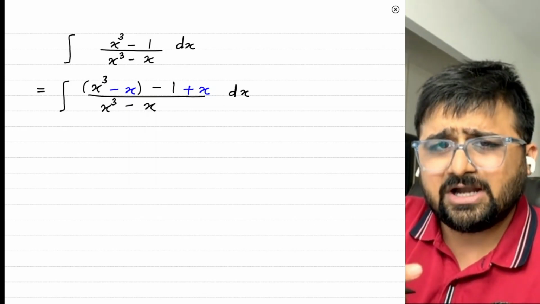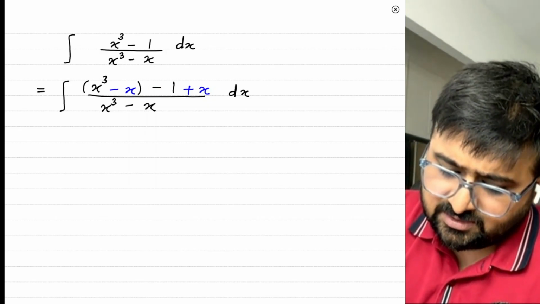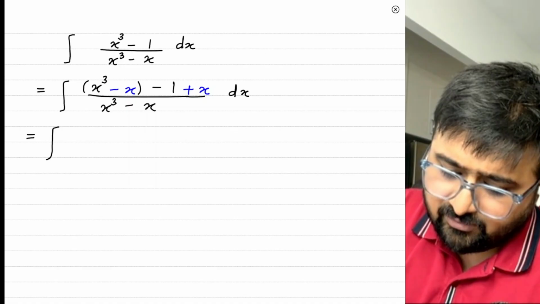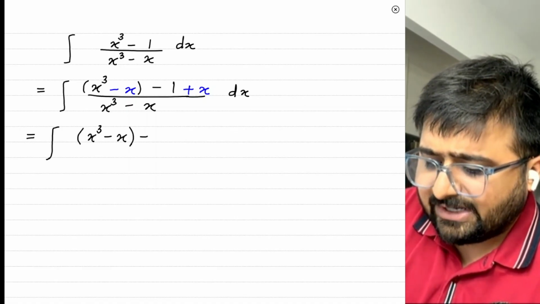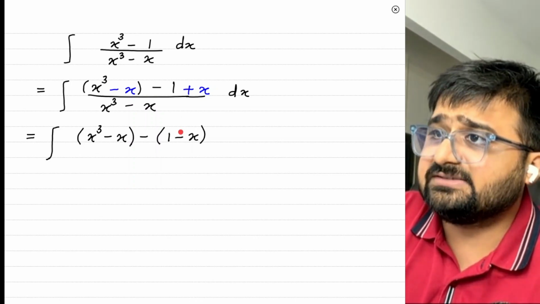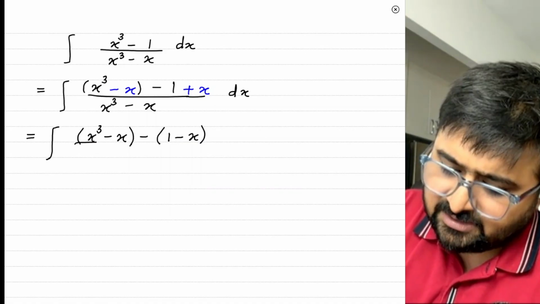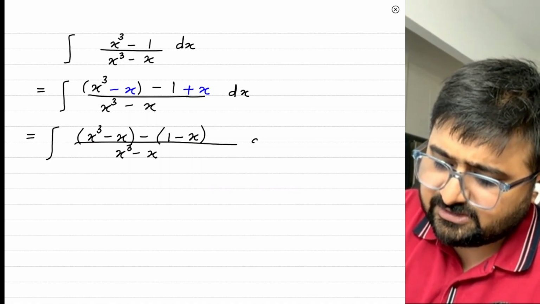Now we can simply split this integral in those two terms, and let's see what we get. Before actually splitting, just factor out minus from here. So we have the integral of the first term, x cube minus x, factor out minus, so you will have 1 minus x. Because you are factoring out minus, this will become negative. Okay, and in the denominator you have x cube minus x with respect to x.